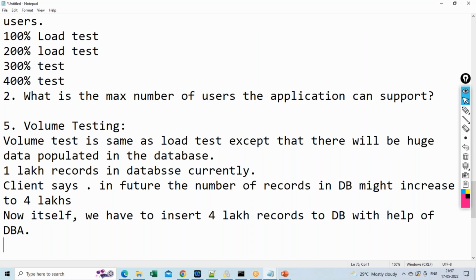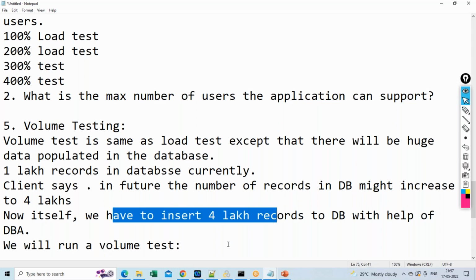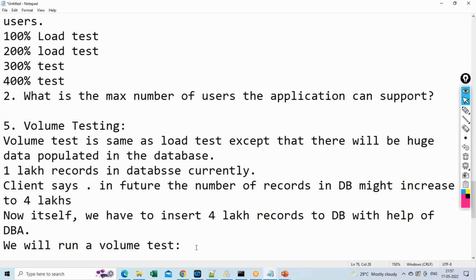Now, when there are 4 lakh records, we will run a load test. That means we will run a volume test, which is exactly the same as a load test, nothing different. Everything is the same, the only difference is that we will insert more records in the database.